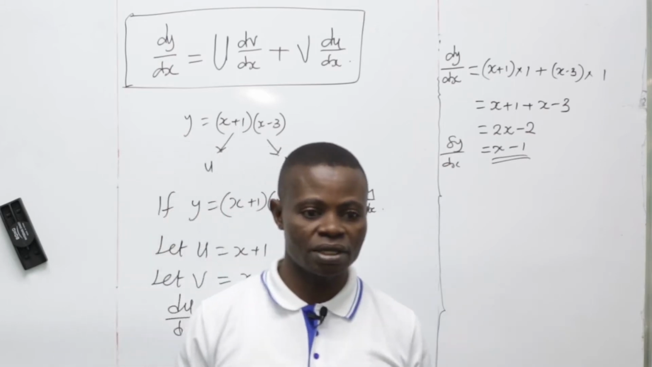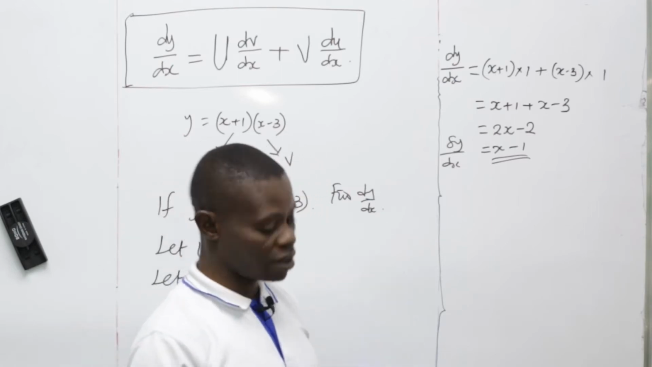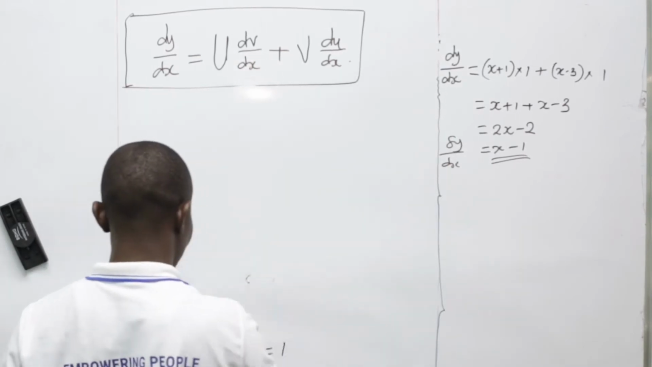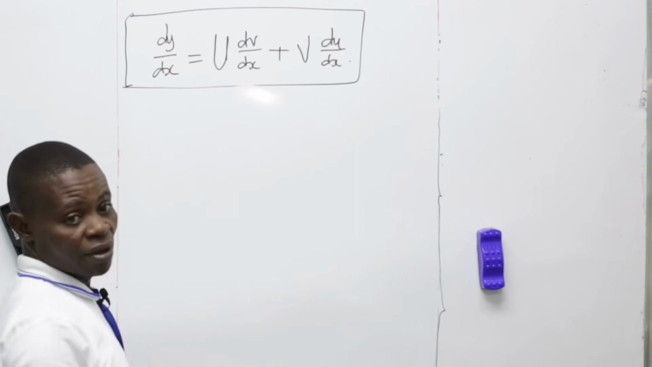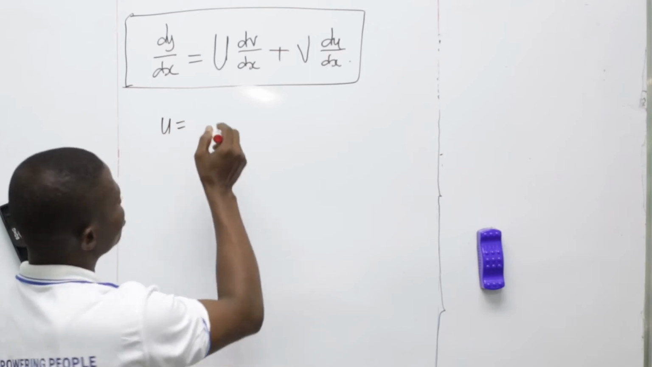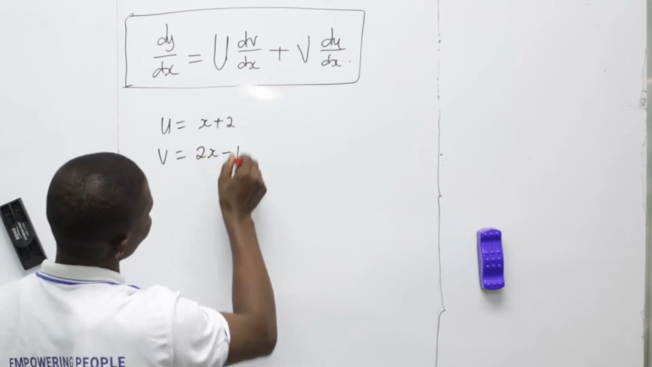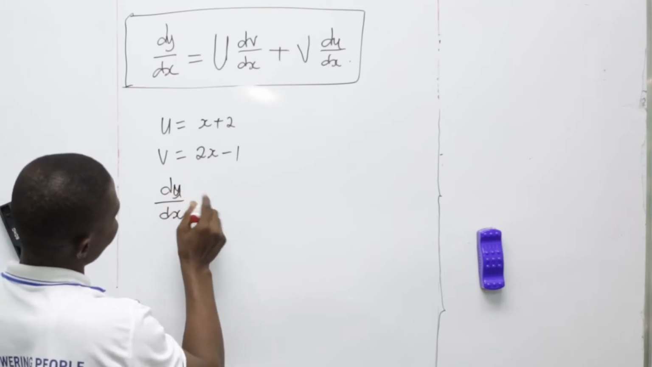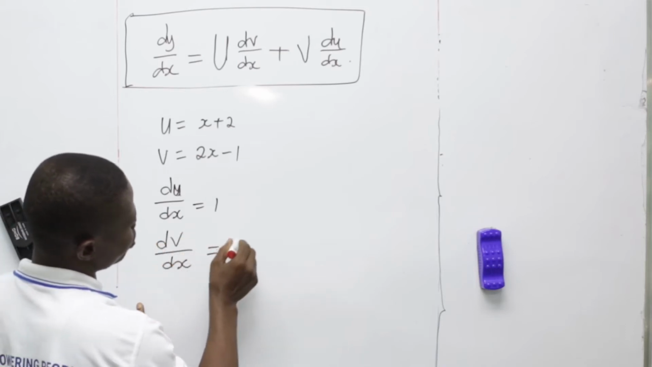Let's take another example on this. If y equals x plus 2 into 2x minus 1, find dy/dx. Okay, to do this, we apply the same thing we've done before. The formula is already here, and you have seen the meaning of u and v. So our u here from that question is what? x plus 2. And our v is 2x minus 1. Then du/dx equals 1, while dv/dx equals 2.